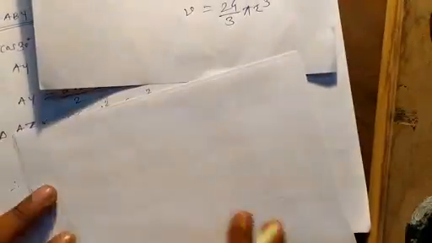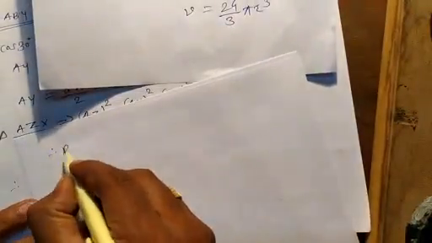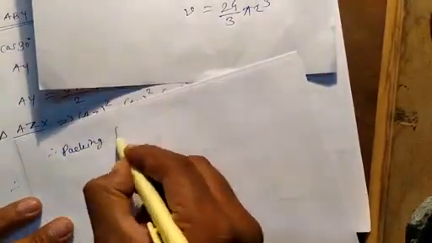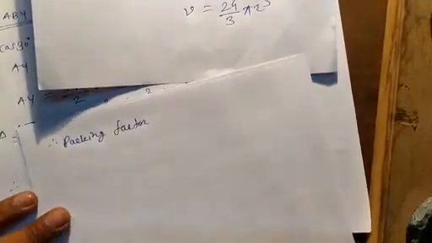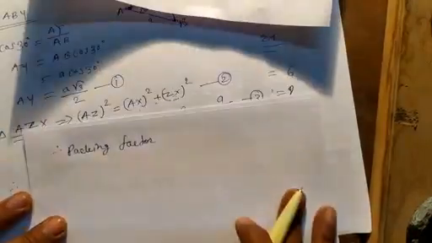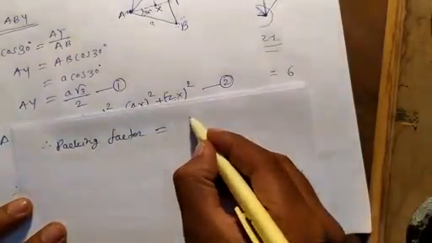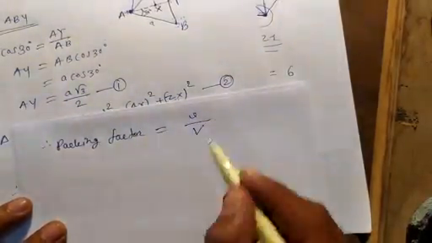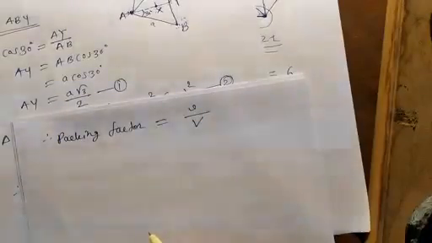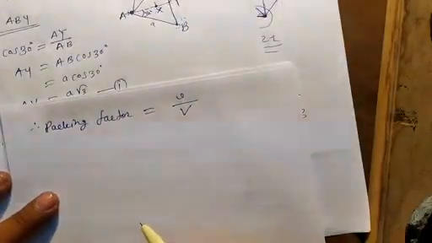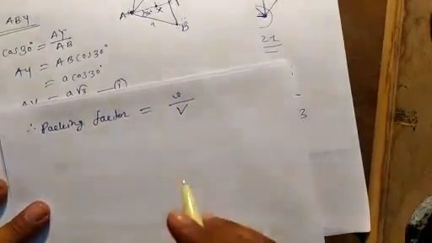Therefore we can now directly find out the packing factor for this unit cell. The packing factor, or atomic packing factor, is equal to small v upon capital V. It is the ratio of volume occupied by atoms inside this unit cell upon total volume of unit cell. This is the packing factor.